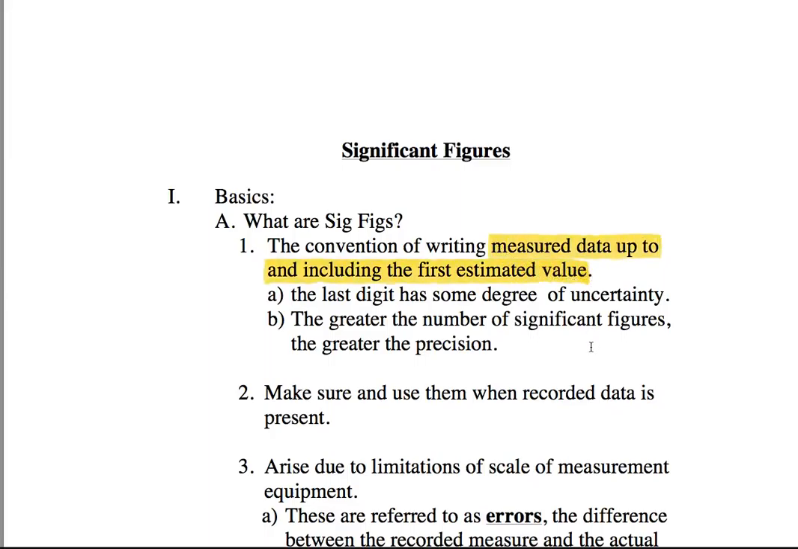Okay? Our equipment we're using, for whatever reason, doesn't have the degree of certainty we would like. So as a result, the last digit is an estimate and has some certain degree of uncertainty. So the greater the number of sig figs, the greater the precision. All right?